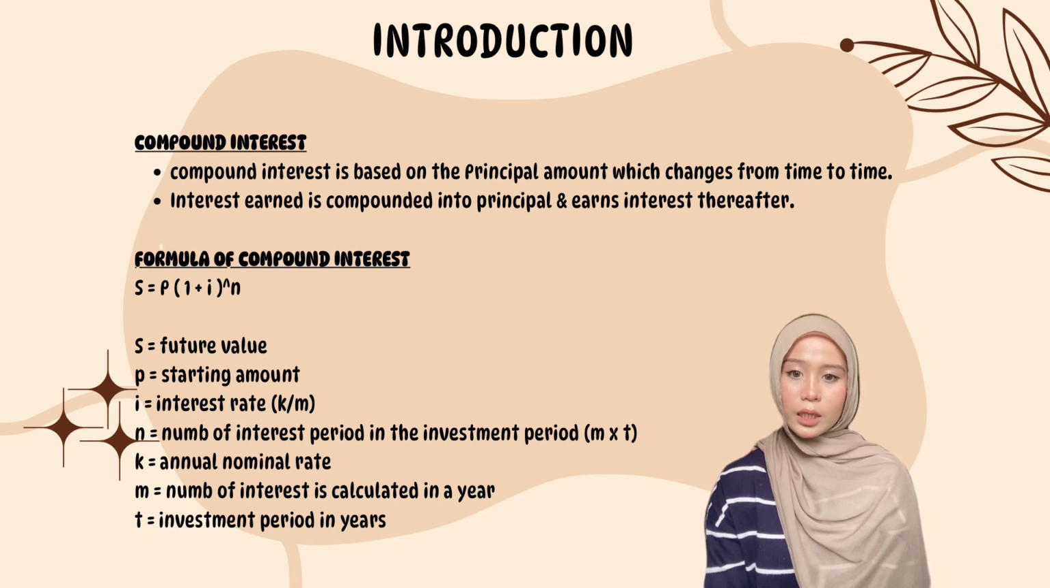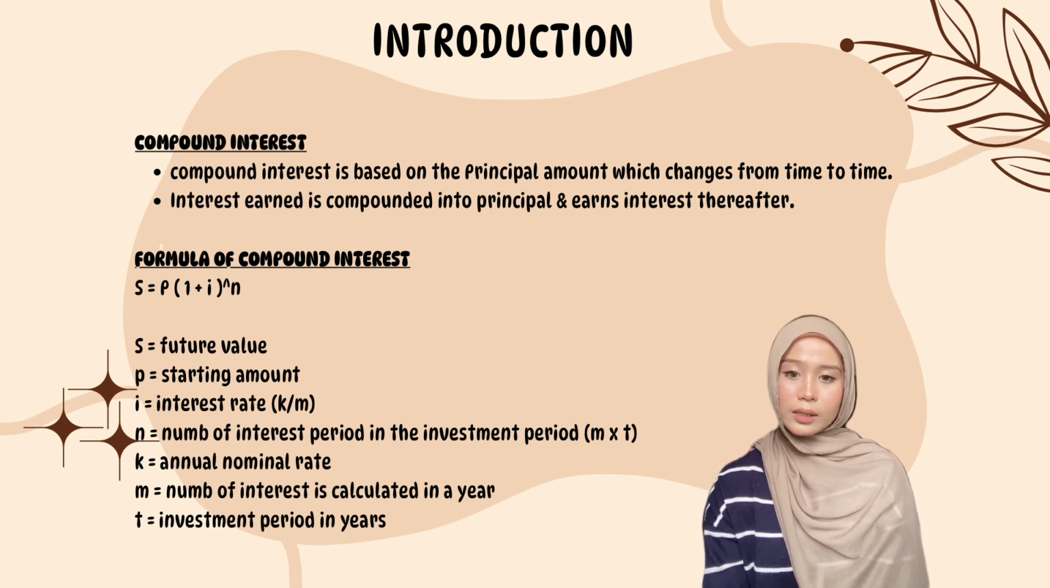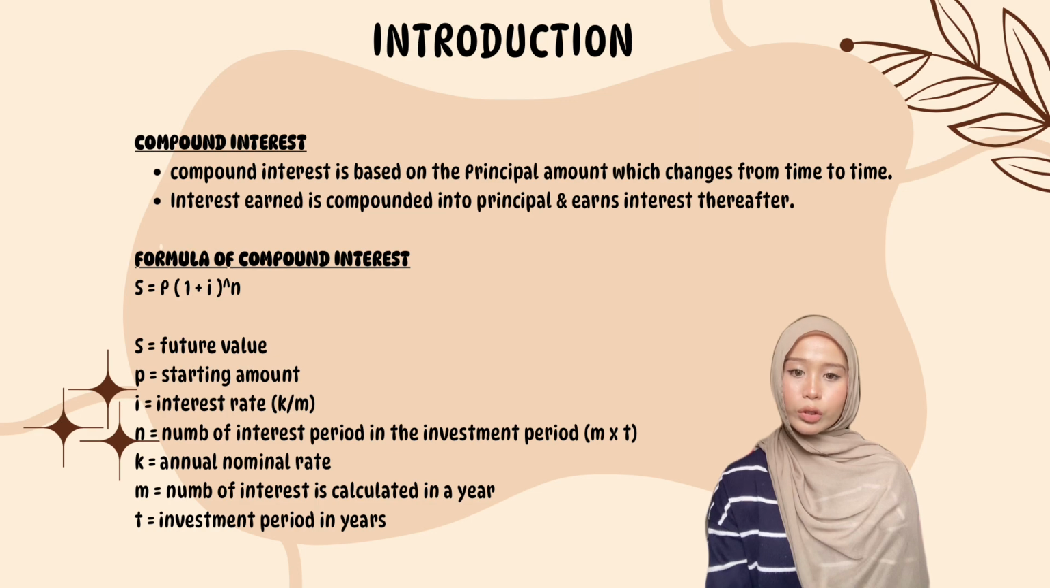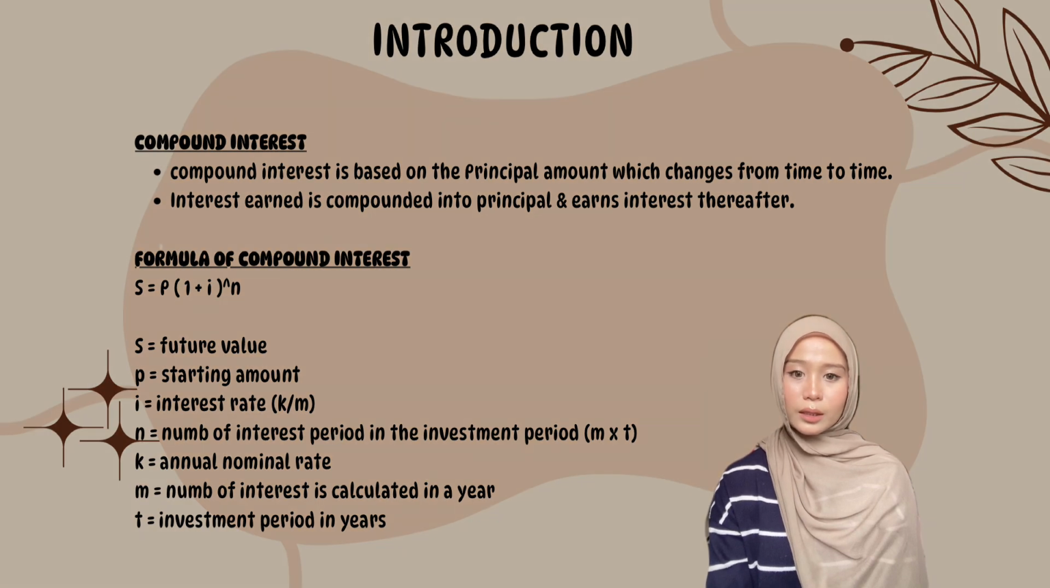The formula to calculate compound interest is S equals P(1 plus I) to the power of N. In this formula, S is the final amount after interest, P is the principal or starting amount, I is the periodic interest rate. To find I, you have to divide K by M. N is the total number of compounding periods, which you get by multiplying M times T, where K is the annual nominal interest rate, M is the number of times the interest is compounded in a year, T is the number of years. In this video, my teammates and I will explain how this formula works and will show you an example to help you understand this topic better.